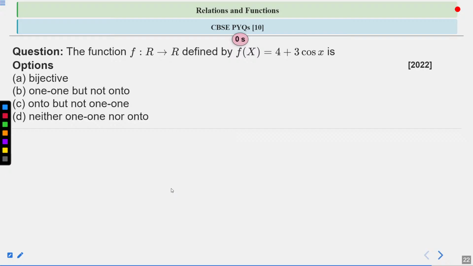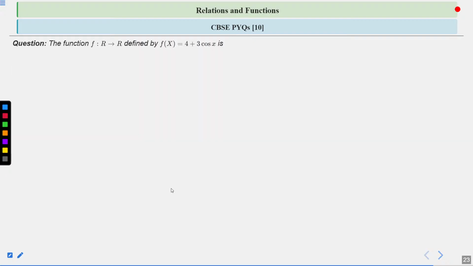Okay, let's move to the solution part. The function f from R to R is defined by f(x) is equal to 4 plus 3 cos x. So the answer will be D, that is neither one-one nor onto. D will be the right answer. Okay, so let's move to the solution.